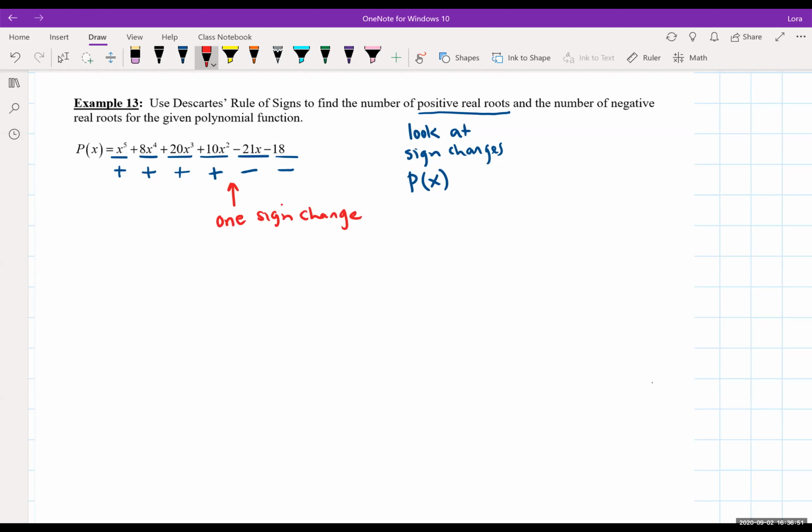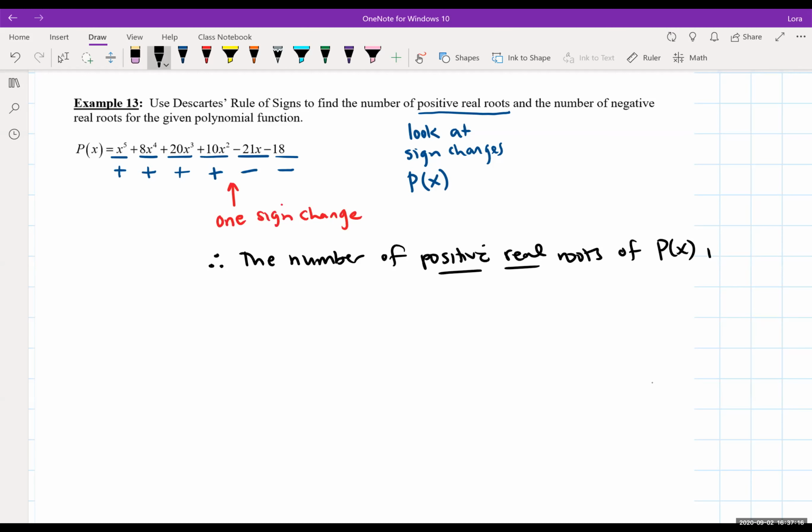And so what that tells us, therefore, I'll restate it: the number of positive real roots of p of x would just be 1. So we do know if we end up finding it, we don't have to look for any more positive roots. So that's good to know.